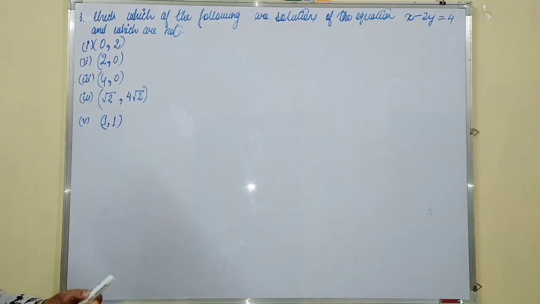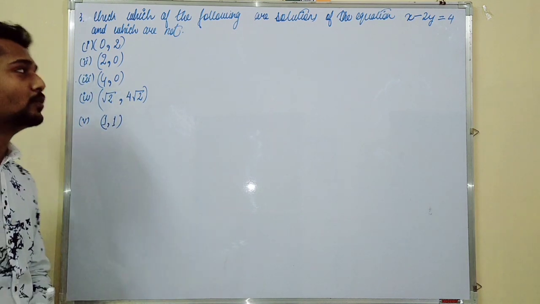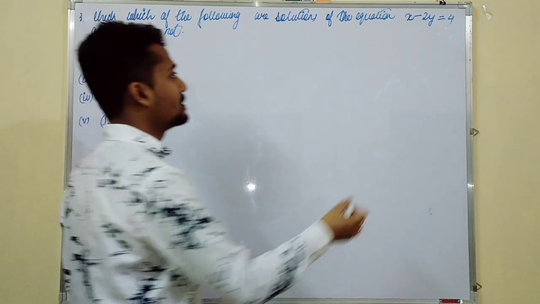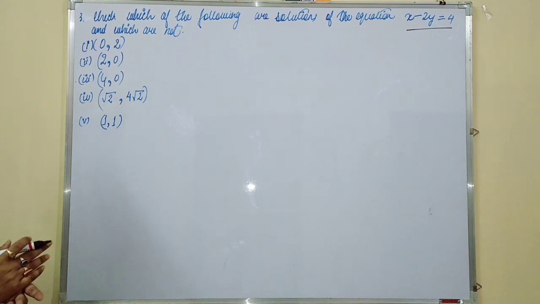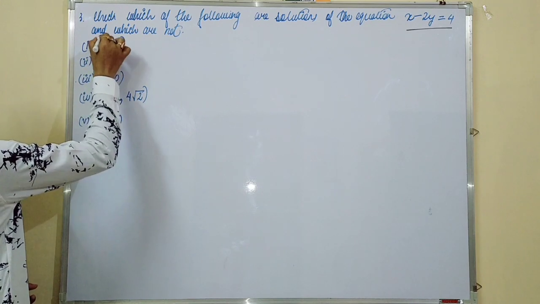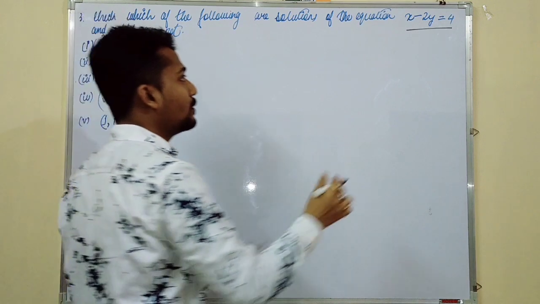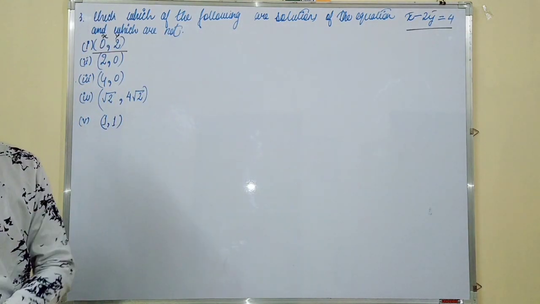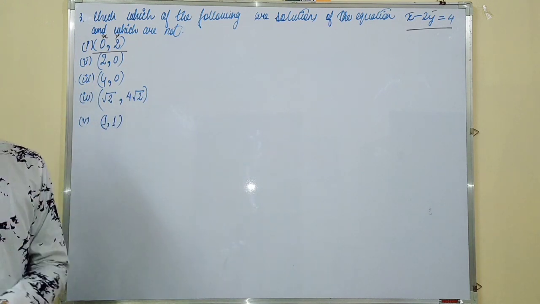So next, what do we have with us? We have the third question of exercise 4.2. You have to check which of the following are solutions of the equation and which are not. The question is very simple. This is the value of x and this is the value of y. You have to place the value of x and y in this equation, and if you get the answer 4, then it is a solution. If you don't get 4, it is not a solution.